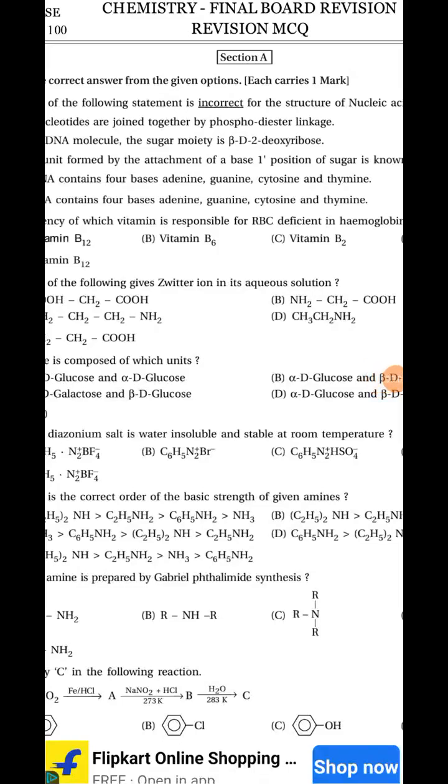Hope you are in good health. Let's talk about another series of chemistry final board revision. Today we are going to talk about MCQs. Here I have just chosen PYQs, previous year's question papers MCQs, and a few MCQs from competitive exams. So it would be helpful for you to revise your content in an easy manner.